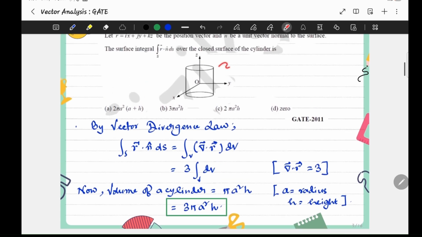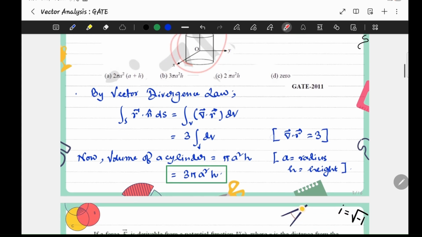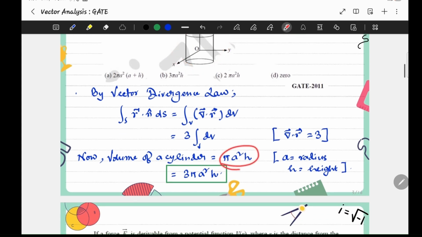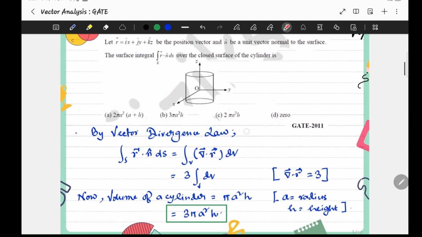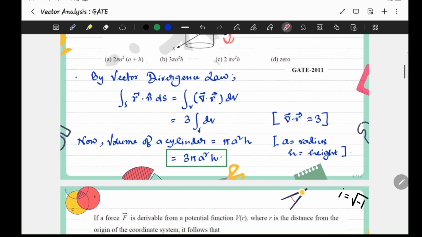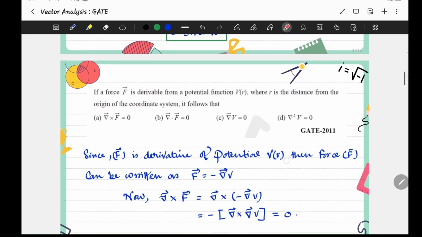Now ये जो cylinder, the volume of the cylinder is pi a square h. A is the radius of that cylinder and h is the height of that cylinder. So the answer is 3 pi a square h.